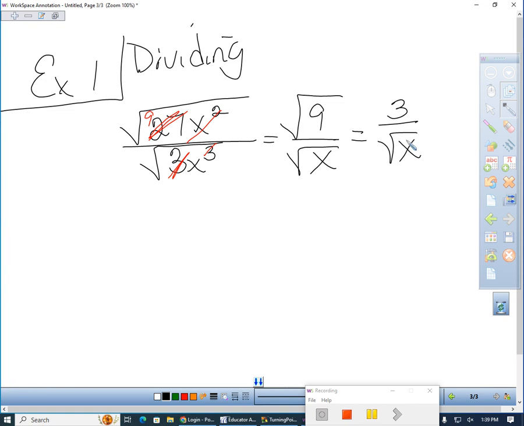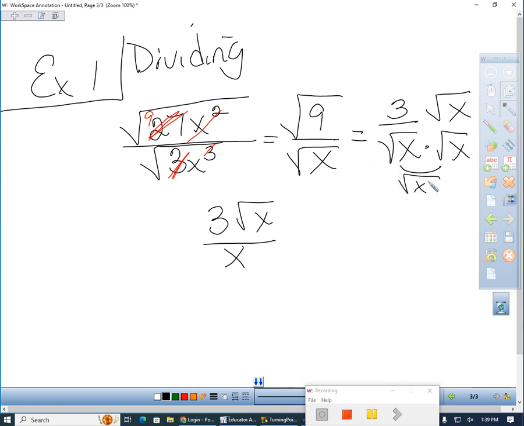Next we said to rationalize. What do I need to multiply by? Square root of x. Whatever I do to the bottom, I have to do to the top. So on the top, I have 3 square root x. On the bottom, square root x times square root x is x. So these two multiplied together is the square root of x squared. So it just comes out as x.